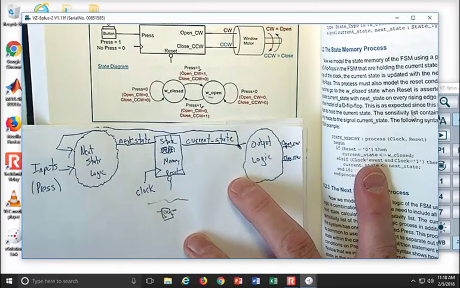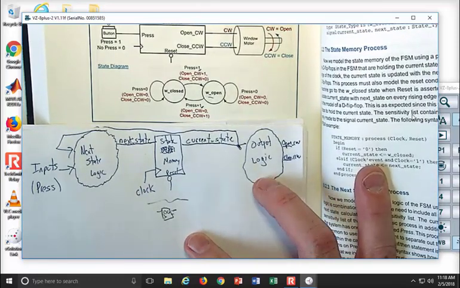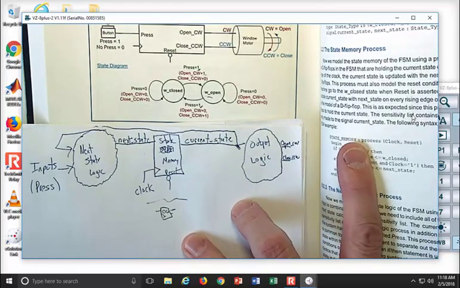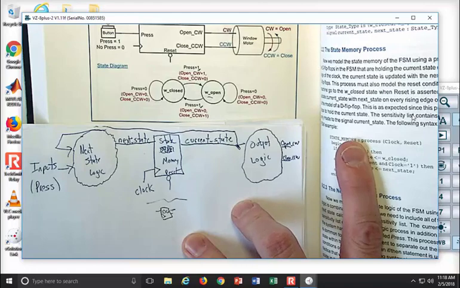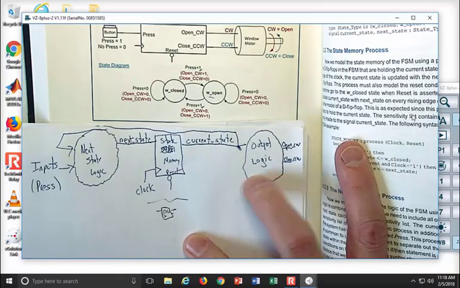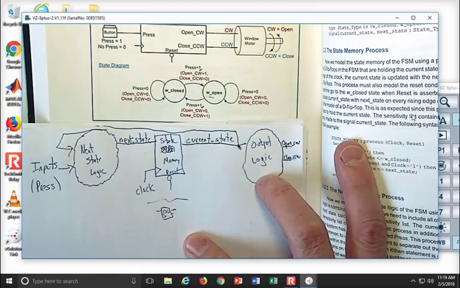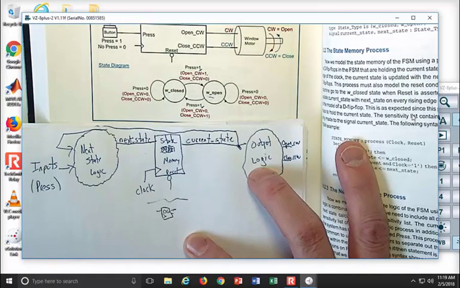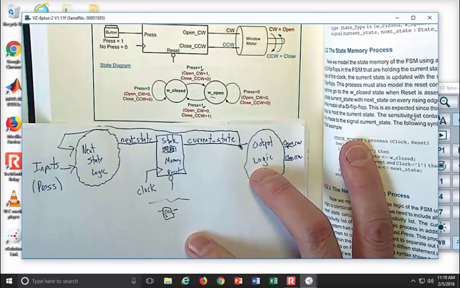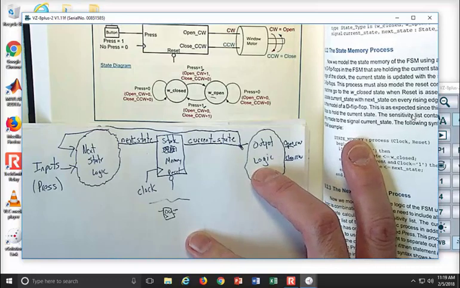What does the output look at? It looks at the current state always. If it doesn't look at the current state, it's not part of the state machine. It's a separate circuit. The output logic of a finite state machine always has to look at the current state. It also may optionally look at the input. Sometimes you look at the input and the current state to produce the outputs. Sometimes you just look at the current state.